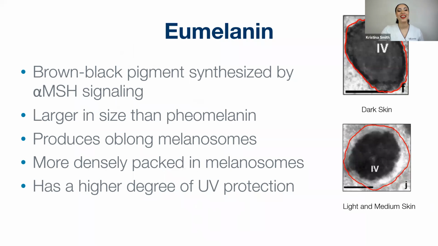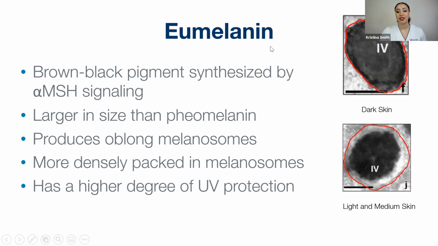Now, eumelanin alone, without mixing with other types of melanosomes, like we just mentioned, is a brown to black pigment, and there can be various shades. You can have a lighter brown eumelanosome, you can have a darker black melanosome, and that can vary. And remember, that comes from alpha MSH signaling. So remember, alpha MSH stimulates eumelanin production. We already mentioned it's larger than pheomelanin. So remember, eumelanin is big jelly beans and pheomelanin is little flecks of sand. We already talked about the shape as well, oblong.